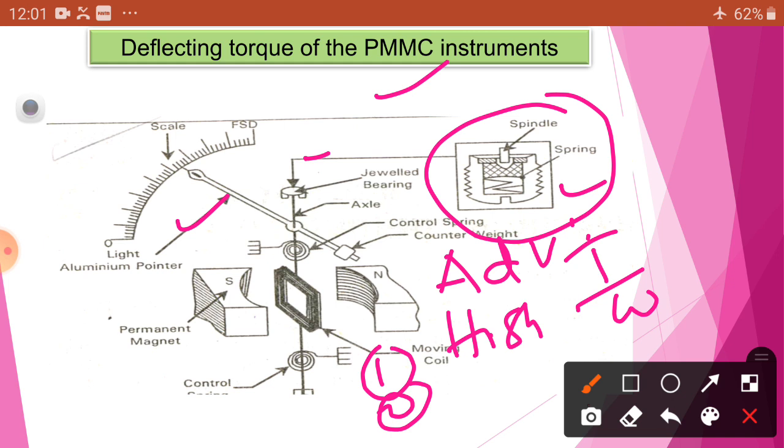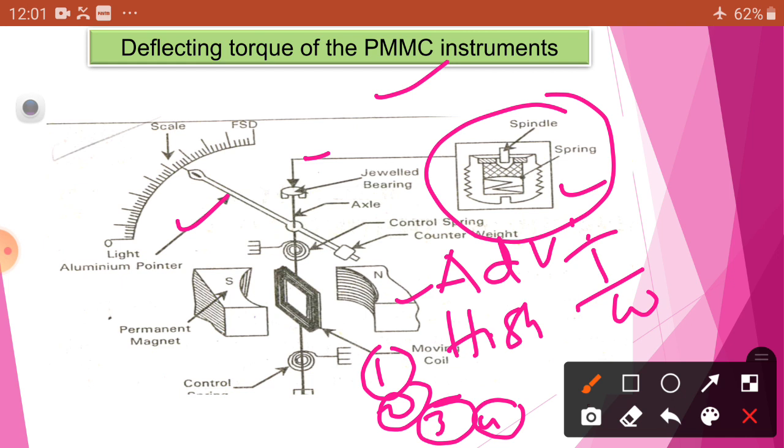We already saw what accuracy is: the degree to which an instrument reading approaches the true value of the variable being measured. It should give the true value. That is the definition we have seen. Third, this MC instrument is a very sensitive instrument. It senses minimum current in milliamperes, and even microamperes it can detect, just like a galvanometer. Another advantage is that no magnetic shield is needed here, because the magnet itself is very strong, and the operating field is developed due to the strong magnetic fields.